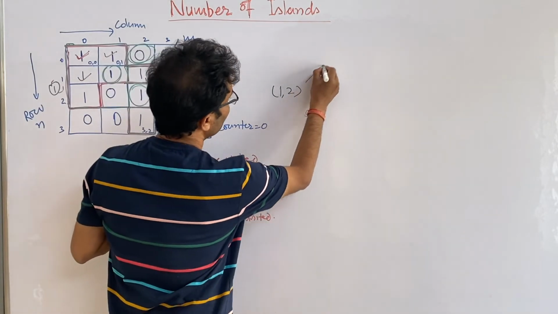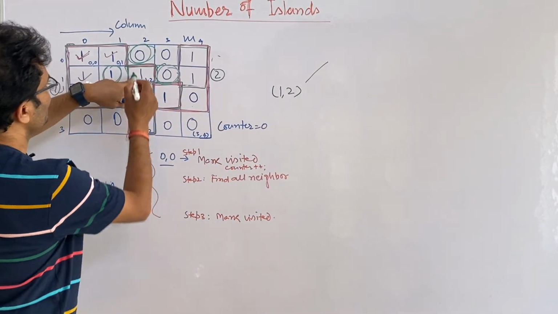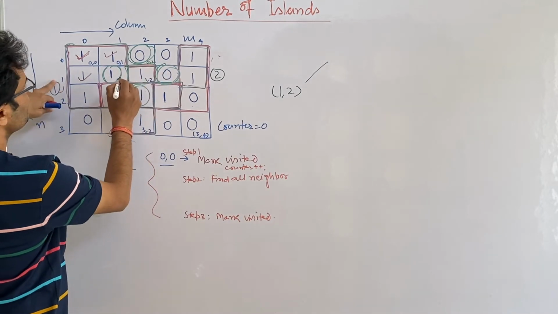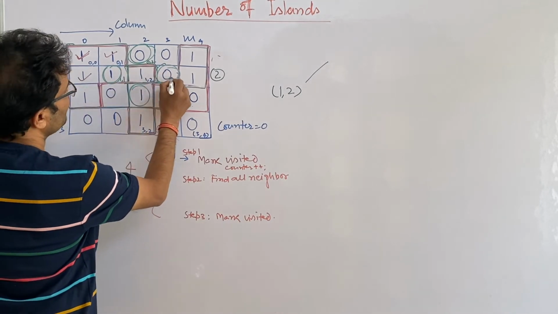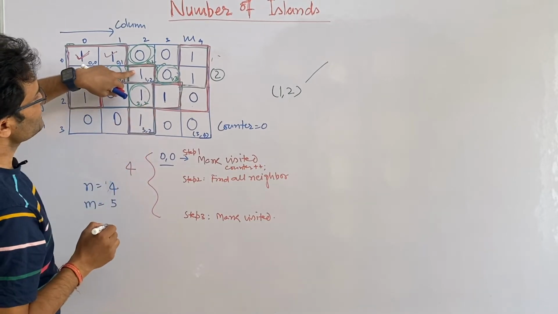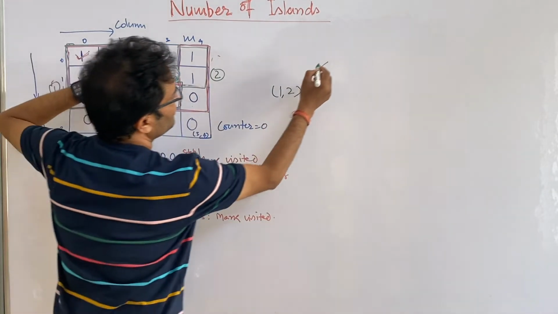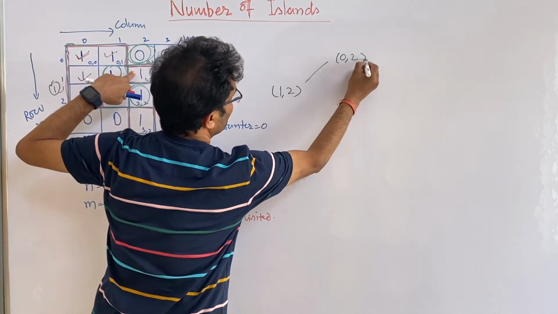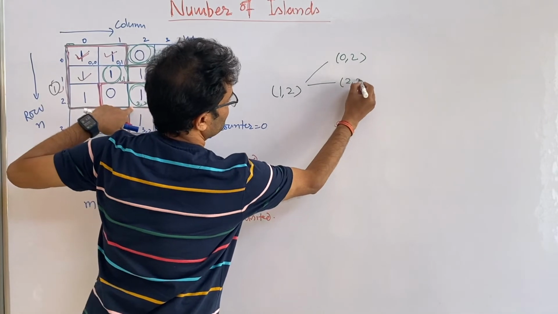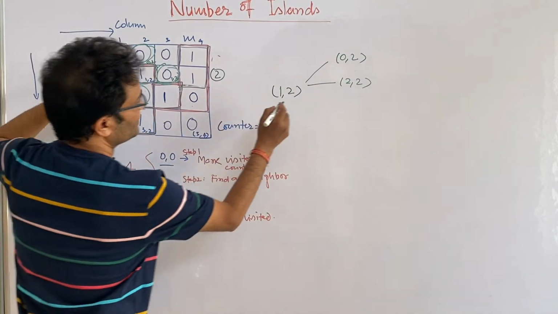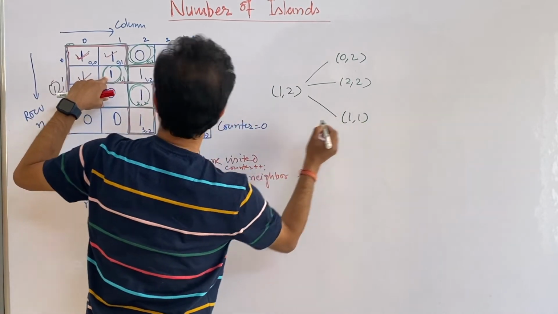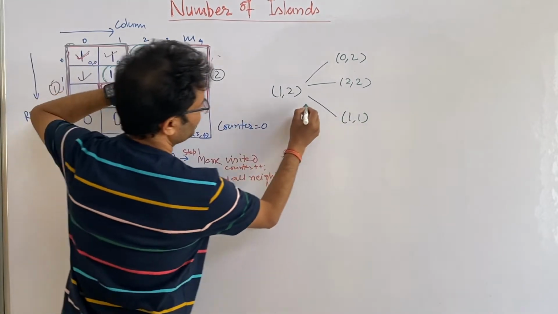What are the four neighbors? If this is 1, 2, then the first one is 0, 2. The second neighbor is 2, 2. The third neighbor is 1, 1. And the fourth is 1, 3.